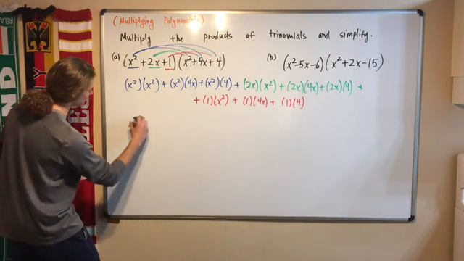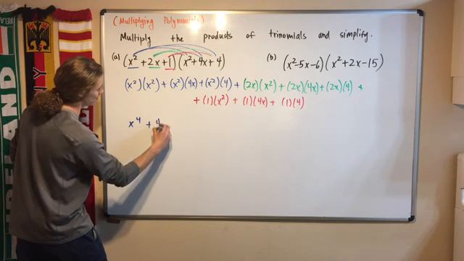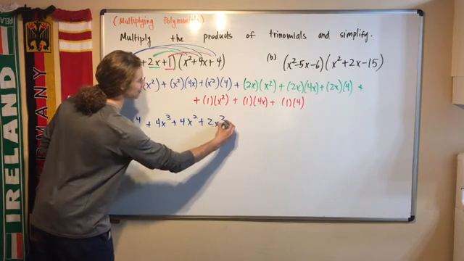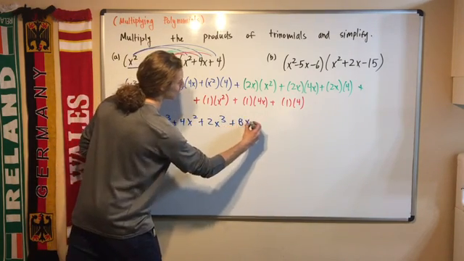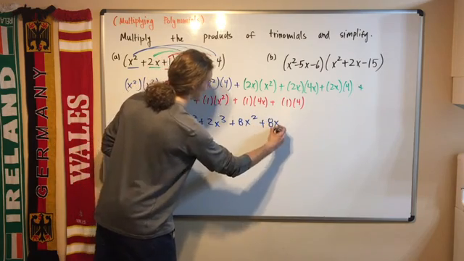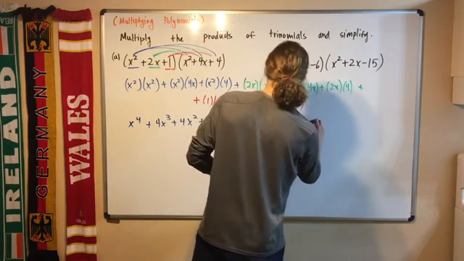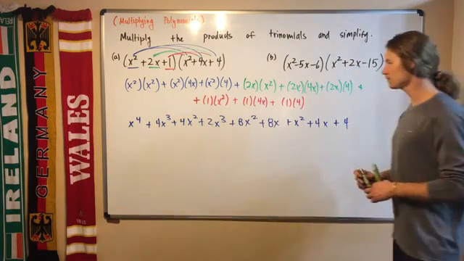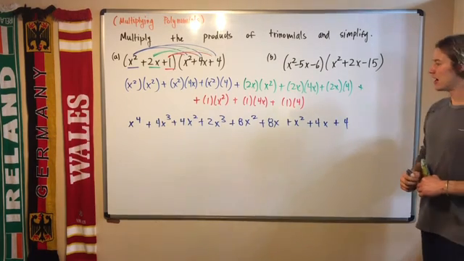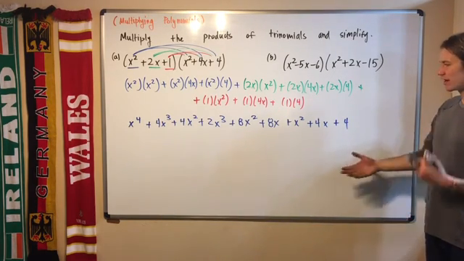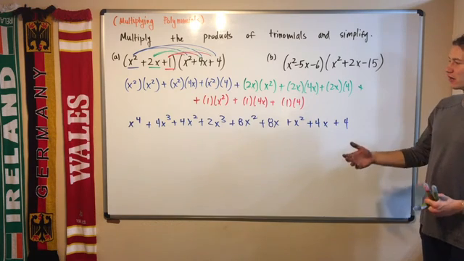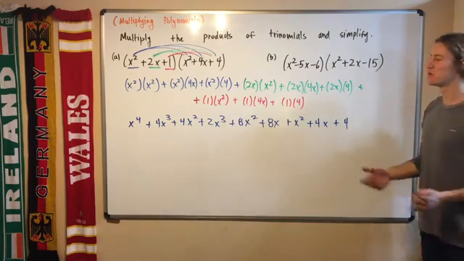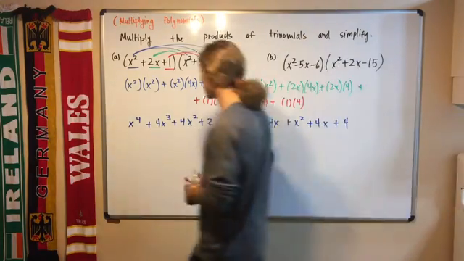We have x to the 4th plus 4x cubed plus 4x squared plus 2x cubed plus 8x squared plus 8x plus x squared plus 4x plus 4. Whew. Okay, so now what can we do? Well, we can start to see where like terms can combine. We have 4th powers, 3rd powers, 2nd powers, single powers, and 0 powers of x.